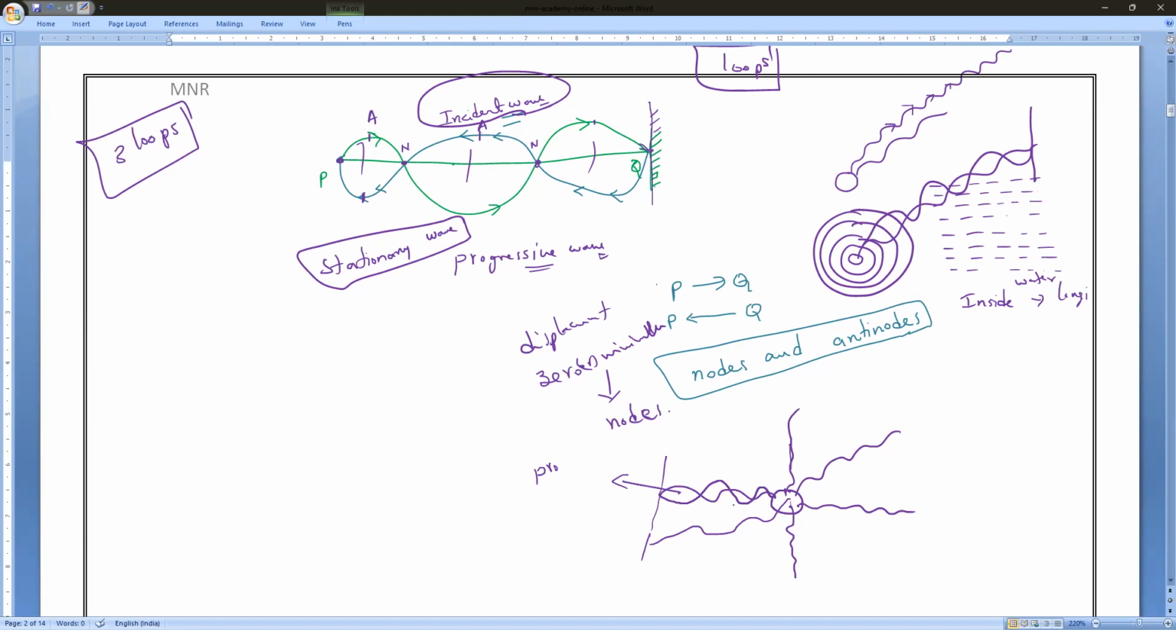Nodes mean minimum displacement, either zero or minimum displacement, and antinodes mean maximum displacement. Antinodes: maximum displacement. Nodes: minimum displacement. That is what you have to remember. Is it okay, guys?